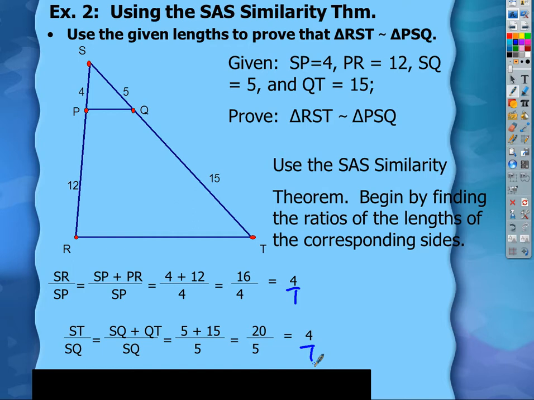And so it works. The included angle is congruent. The two pairs of the corresponding sides next to the angle are proportional. So by SAS similarity, we got it. We just proved it.